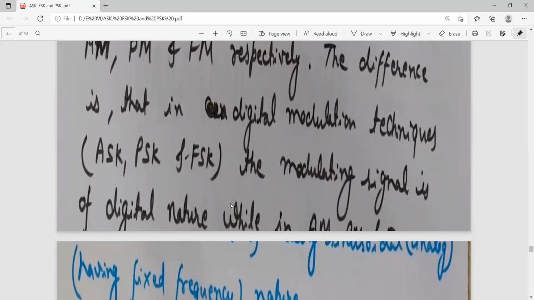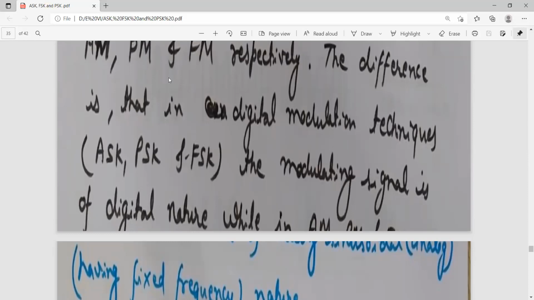Okay. Now coming to the definition of amplitude shift keying. In amplitude shift keying, the amplitude of the carrier wave is changed, that is switched, according to the digital input signal. That is the modulating signal. Therefore, ASK is analogous to amplitude modulation. So it's like analog modulation, if you are comparing, it is like amplitude modulation.